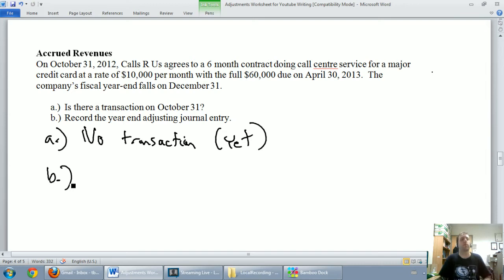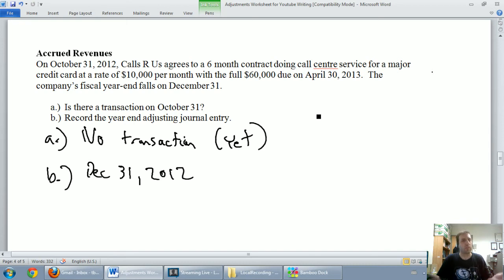For part B though, record the year-end adjusting journal entry. Well, our year-end date is December 31st, 2012. And what we've got to say here is how much revenue has been earned, but we haven't got the money yet. First of all, we're making an assumption that we've delivered on our promise. We've done the call center work. We signed up in October, we've done November, and we've done December, and we've done it properly. That's an assumption in the question, but let's go with it.